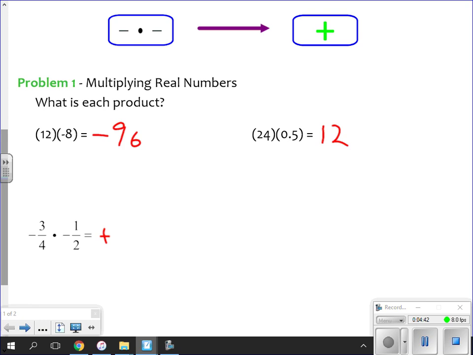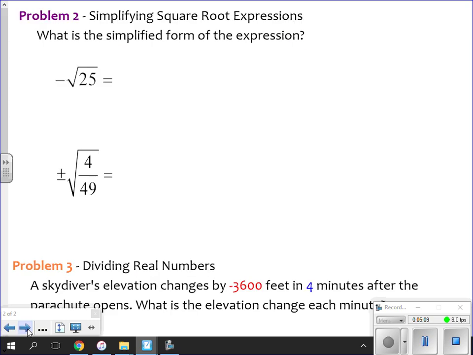And then multiplying fractions. This time your denominators do change because you just multiply straight across. 3 times 1 is 3. 4 times 2 is 8. Half of 3/4 is 3/8. Questions so far? Fairly straightforward, fairly simple, I think. I hope.